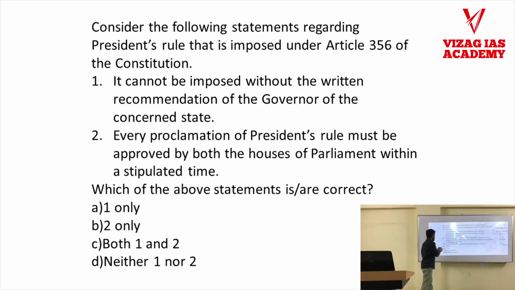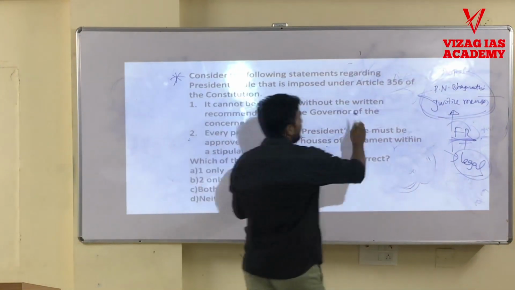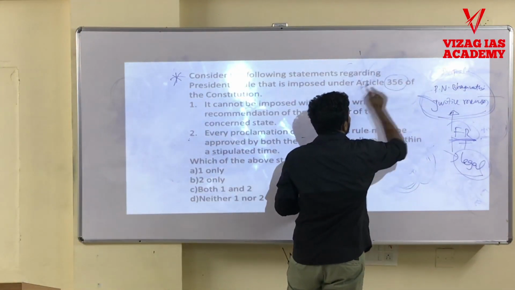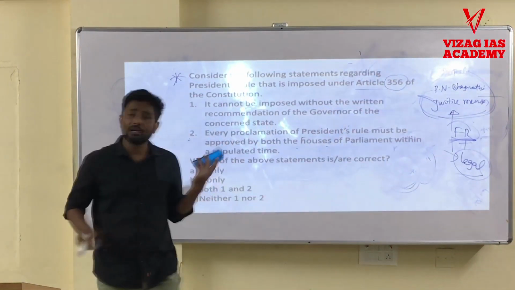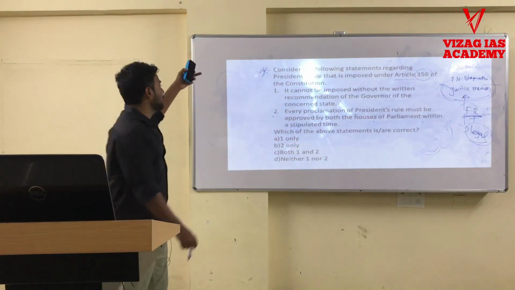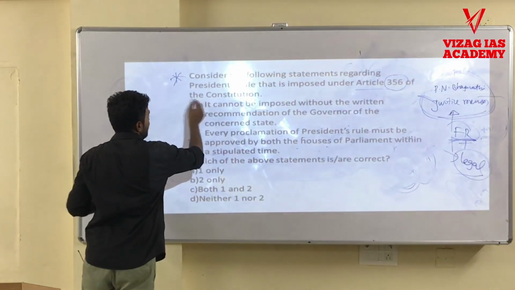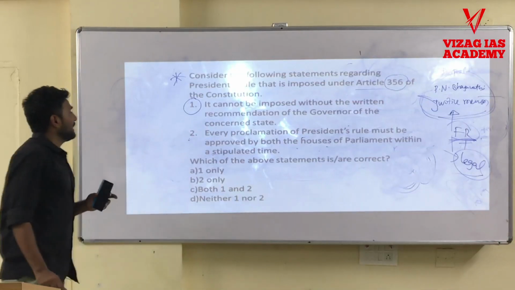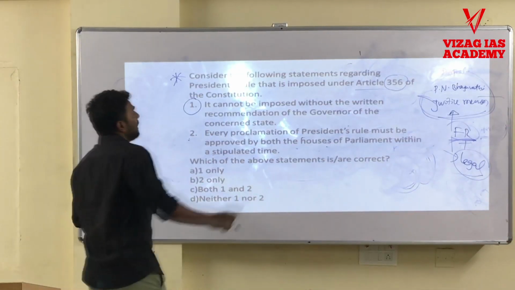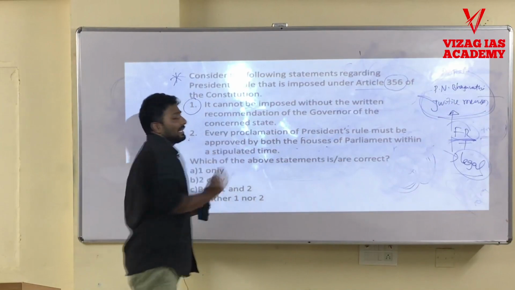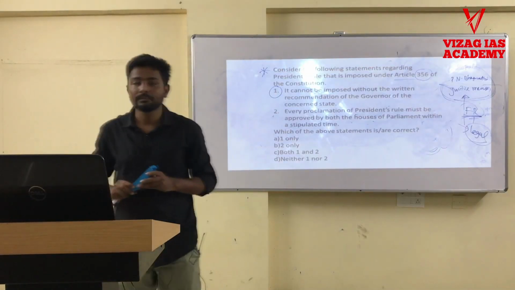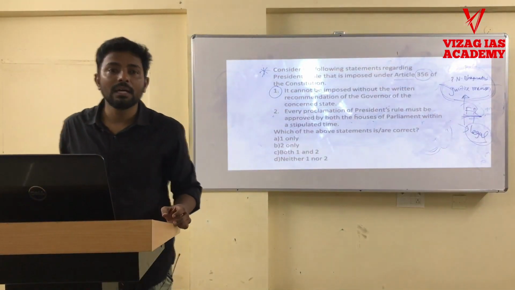Okay, next question. Consider the following statements regarding the President's rule that is imposed under Article 356 of the Constitution. We have just seen that President's rule can be imposed in any particular state under Article 356. According to this, certain statements were given. The first one is, it cannot be imposed without the written recommendation of the Governor of the state concerned. Is it correct or not?